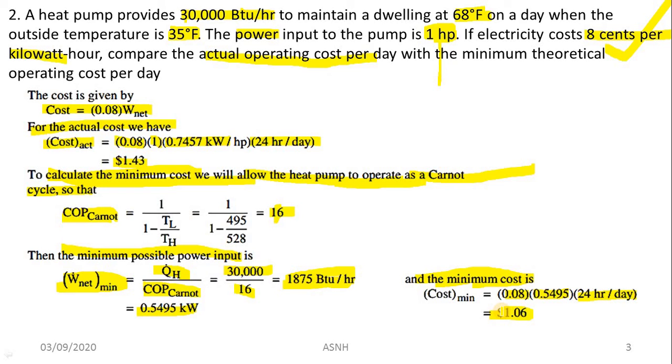So in this problem we first calculate the actual cost. For that purpose we multiply by the multiplication factor 0.08, which is given in the numerical. Then I convert HP into kilowatt by multiplying by 0.74, and by multiplying by 24 hours per day you will get the answer.